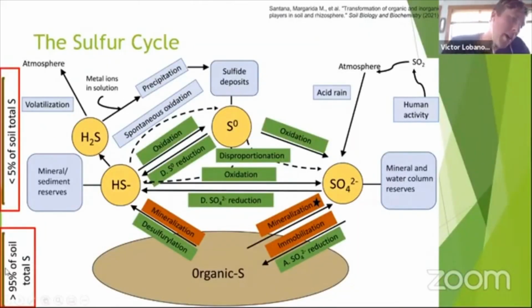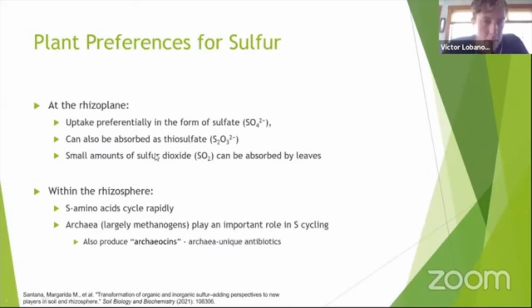Here I want to point out that if you look on the left-hand side, 5% of sulfur in soil is in that top section, and then 95% is in that bottom section. So most sulfur is in an organic form. And primarily it's a sulfate that plants really like. So plants pretty much want to have that sulfur presented to them in a sulfate form. They can also take it up in a slightly different form, but they really prefer sulfate. And they can also take up sulfur dioxide through the leaves, which is convenient if you happen to live in an area that's quite polluted, because there's a lot of sulfur dioxide in air pollution.